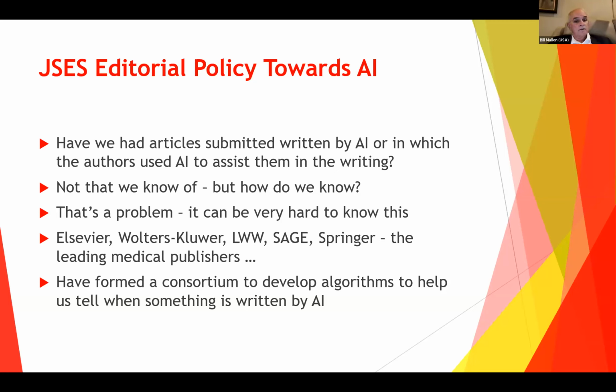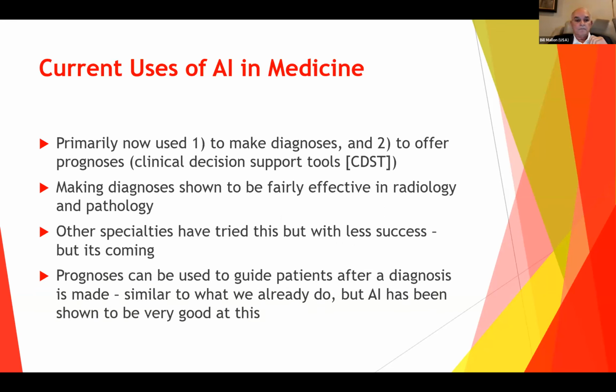However, the main medical publishers, Elsevier, Wolters Kluwer, Lippincott Williams & Wilkins, Sage, and Springer, have now formed a consortium to develop algorithms to help us tell when something is written by AI. Again, by looking at hallucinations in the references, by looking at common phrases the article contains that shouldn't be there multiple times, and things like that. But I'm sure things can slip by. And right now, they don't have those algorithms. They're still just working on it. So for now, we're in the dark on that.